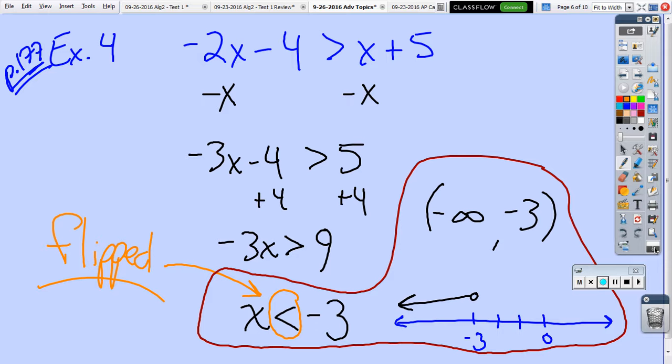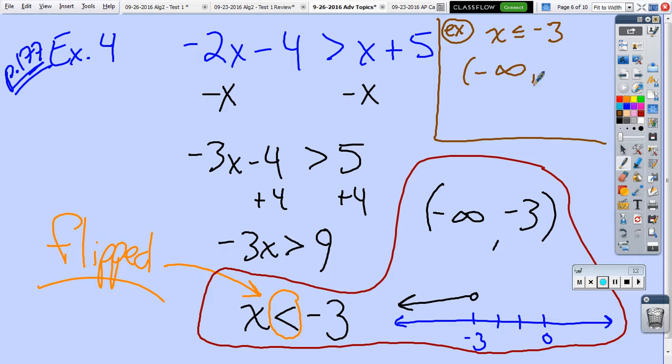What's the difference between parentheses and brackets? A bracket tells us that it includes a value. For example, let's do an example off to the side here, in brown. If I have a simple example like x is less than or equal to negative 3, then we would have all the way to negative infinity. But at negative 3, because it can be negative 3, we have a bracket. A bracket says including this value, negative 3. This says all the way up to, but not at, negative 3.